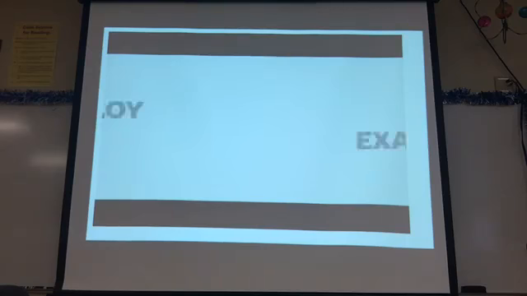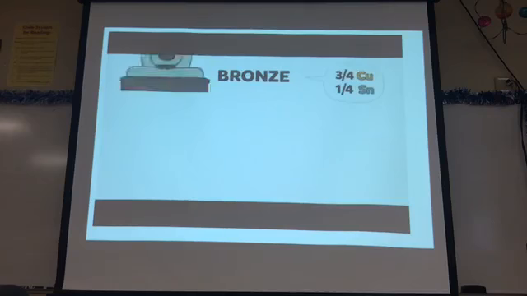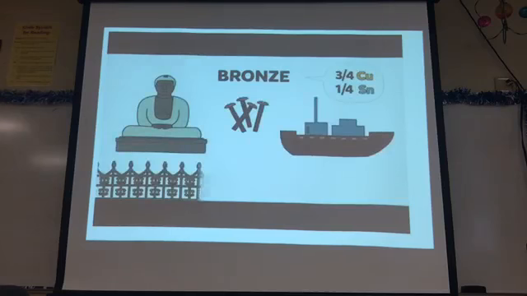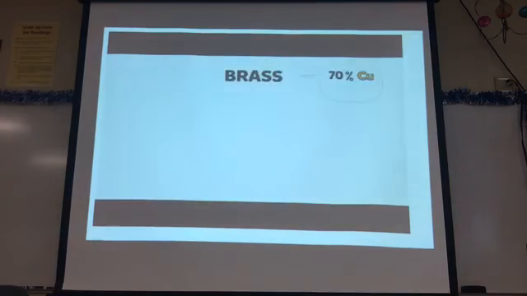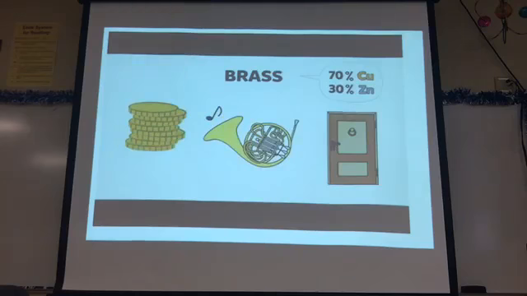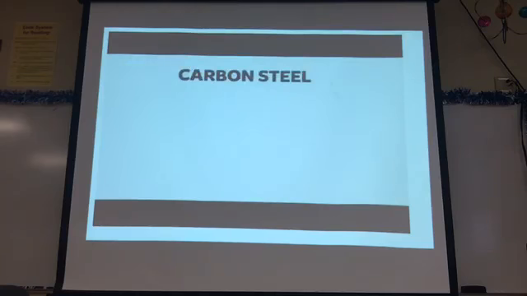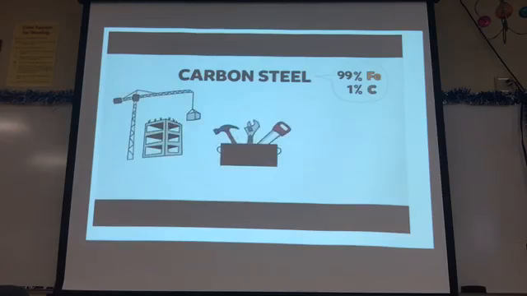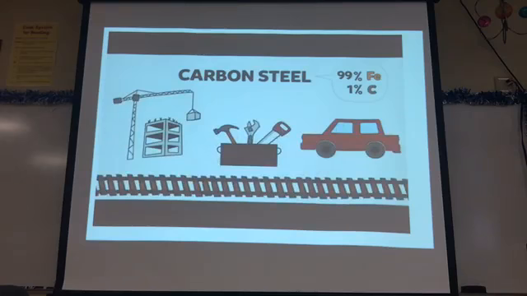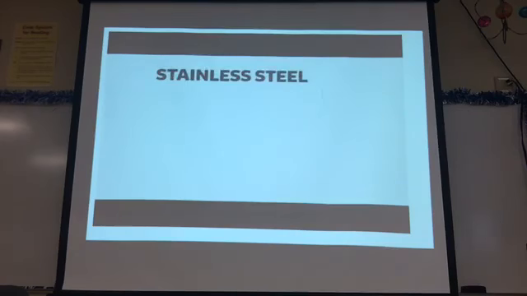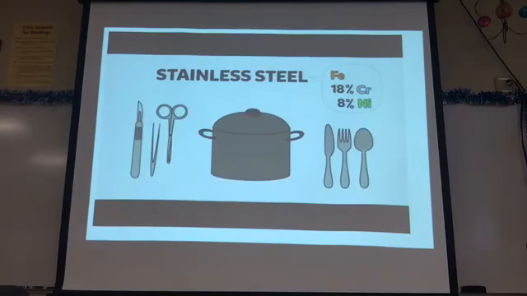To finish, let's look at some well-known alloys. Bronze, 3/4 copper, quarter tin, for sculptures, boat hardware, screws and grill work. Brass, 70% copper, 30% zinc, musical instruments, coins, door knockers. Carbon steel, 99% iron and up to 1% carbon for building construction, tools, car bodies, machinery, rails, etc. Stainless steel, iron with about 18% chromium and 8% nickel, used for tableware, cookware, surgical tools and so on.